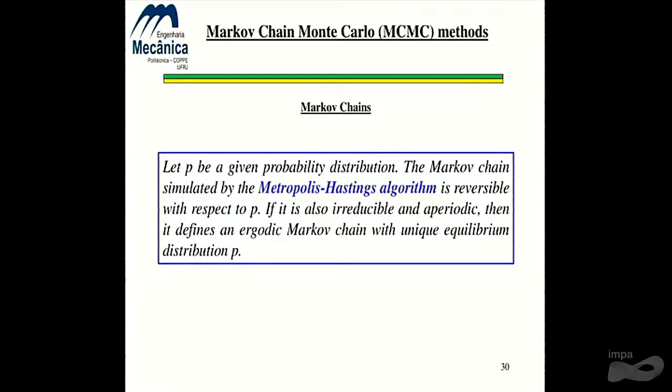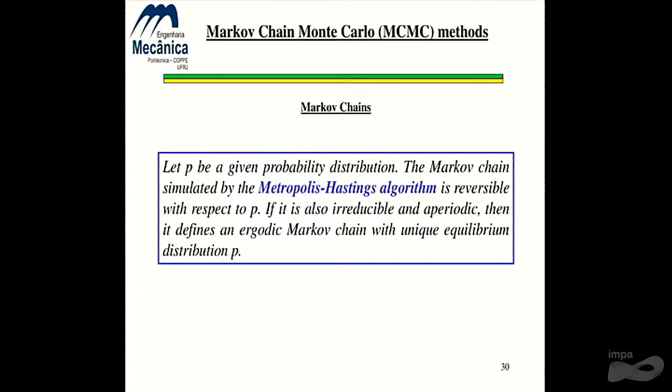Because there is a theorem that says that the way the Metropolis-Hastings algorithm is created, it leads to a reversible chain. So the Metropolis-Hastings algorithm satisfies this condition of reversibility. But if the chain is also irreducible and aperiodic, then it defines an ergodic Markov chain with unique equilibrium distribution P. And that's the point.